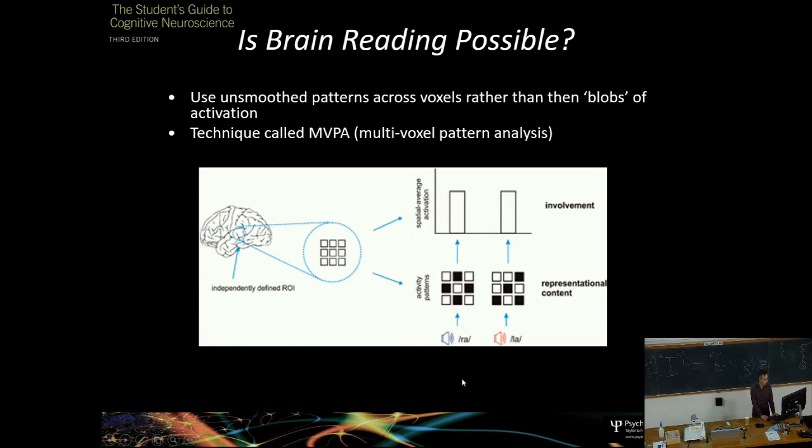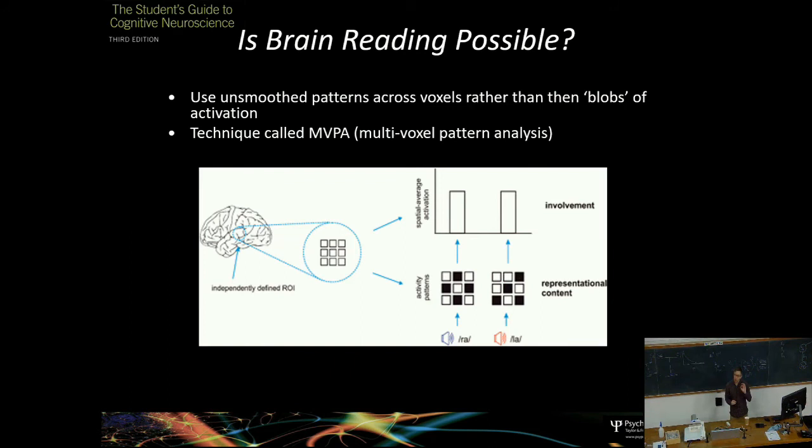So, to come back to the original question that I asked: can you put somebody into an fMRI scanner and figure out what's going on in their head? And the simple answer to this is no, not in any straightforward way. But actually, there are some subtle things that you can do that would make sense.